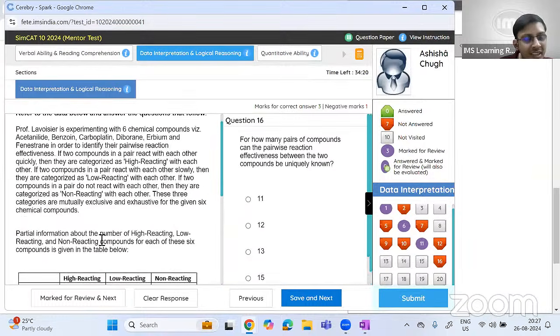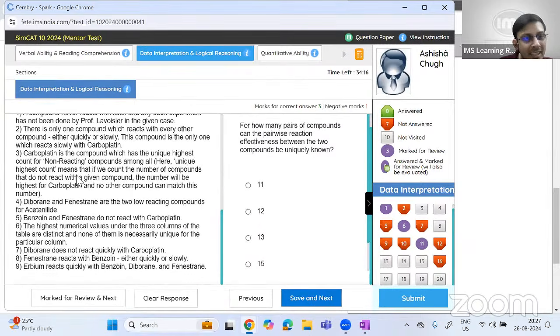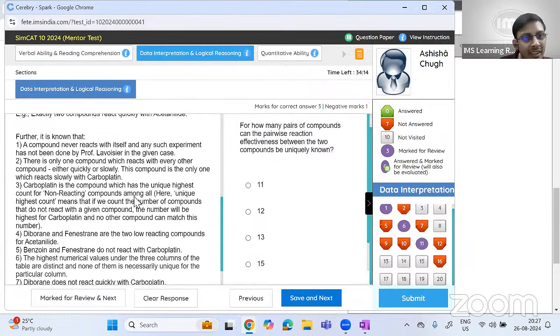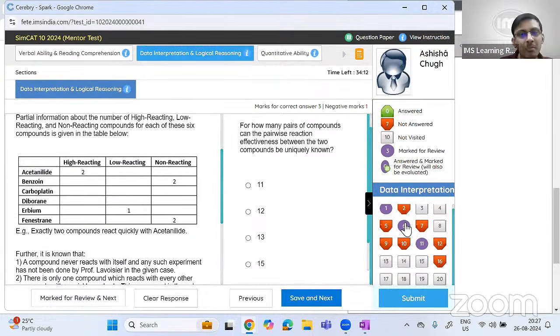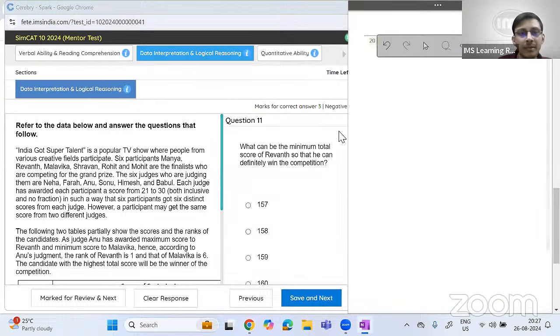Okay, this also seems to be solvable, but it seems to be a bit lengthy in terms of the information and the deductions. Maybe I'll come to this set if I can't solve any of the other 3 sets. Let's start with the 11th one. Okay, now coming to the 11th one.